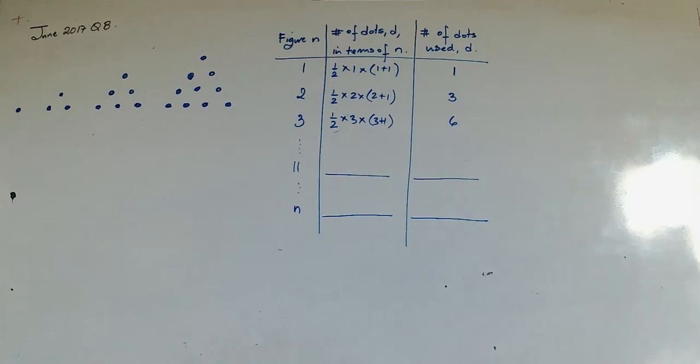Alright, this is June 2017, question number 8. The question says, the first four figures in a sequence are shown below.